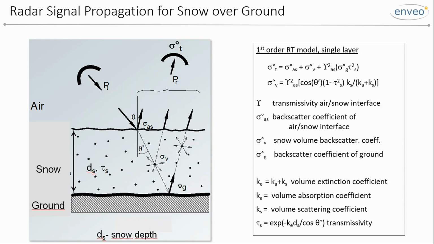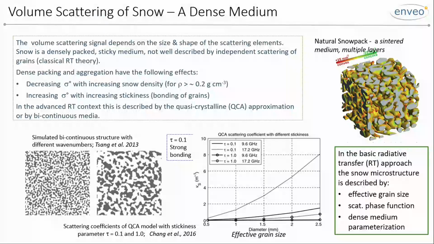Every layer might have different grain sizes, grain structure, and so on. So it's much more complicated. But to understand the physical basics, just remember these few and say, okay, I know the basic principle, but in reality it's much more complicated. And it gets even more complicated when we look now to the volume scattering part.